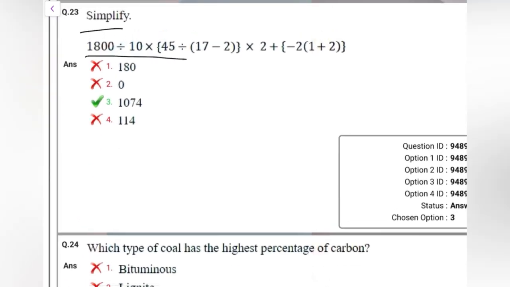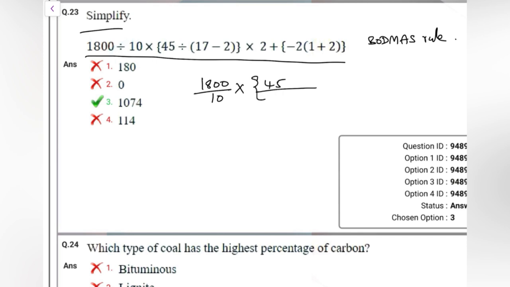Simplify the following equation using BODMAS rule. It can be written as 1800 divided by 10 into 45 divided by 17 minus 2 into 2 plus minus 2 into 1 plus 2.